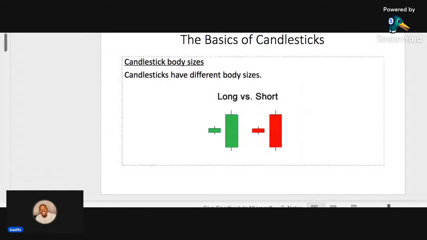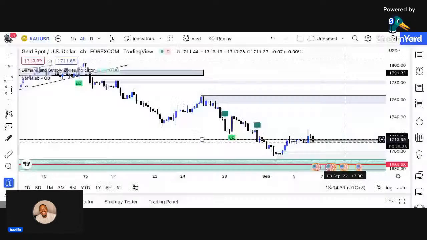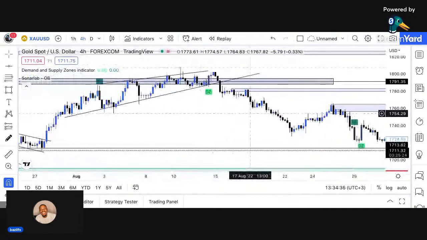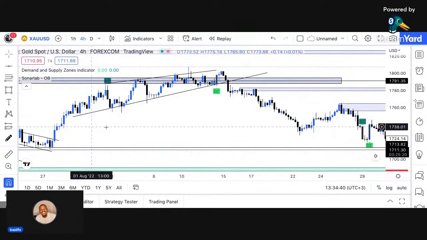Even when we come to our live chart here, let me share my chart so that you can see it. Even just on my tab here, you are going to see the same thing. This is my TradingView, as you can see. You can even see where the small bodied candles are. These small bodied candles represent less selling pressure, less buying pressure.